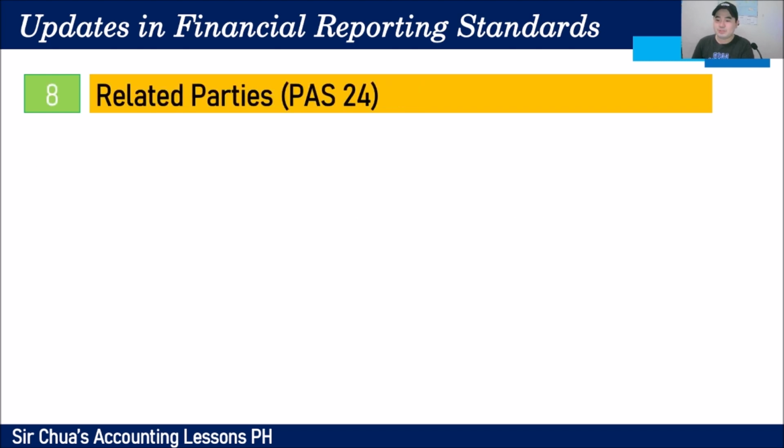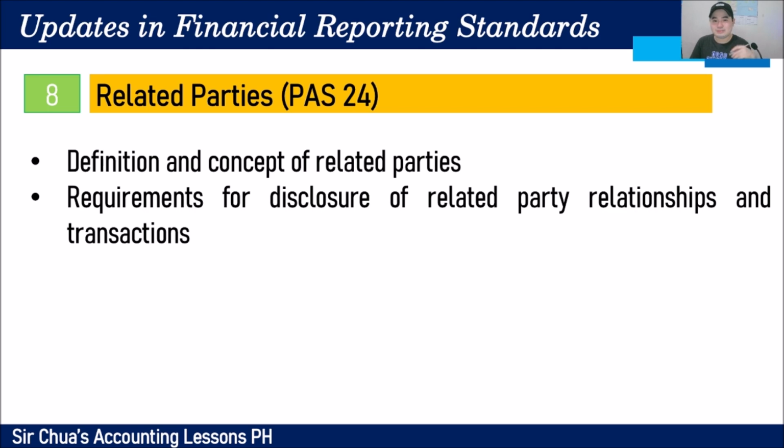And then we will also be talking about related party disclosures, which is PAS 24, simply related parties. So since the standard is more on disclosures, basically the topic will be really more on disclosures. So the definition and concept of related parties and requirements for disclosure of related party relationships and transactions. So how will you know if the transaction is a related party transaction, or how will you know if the relationship is deemed a related party?